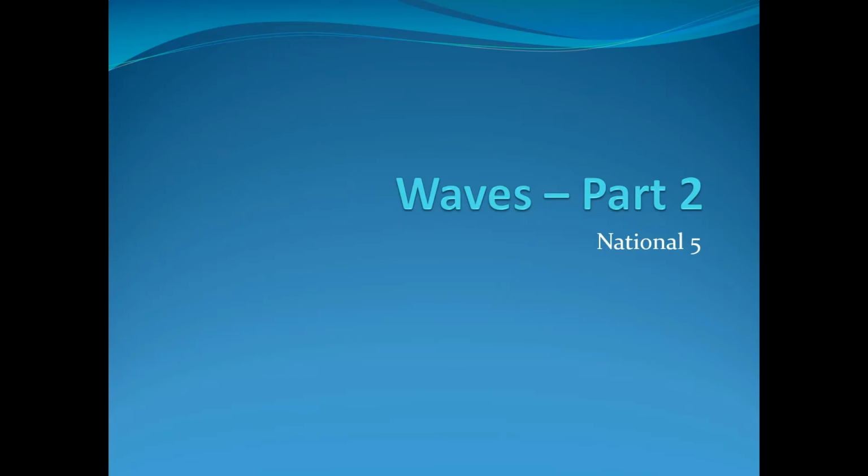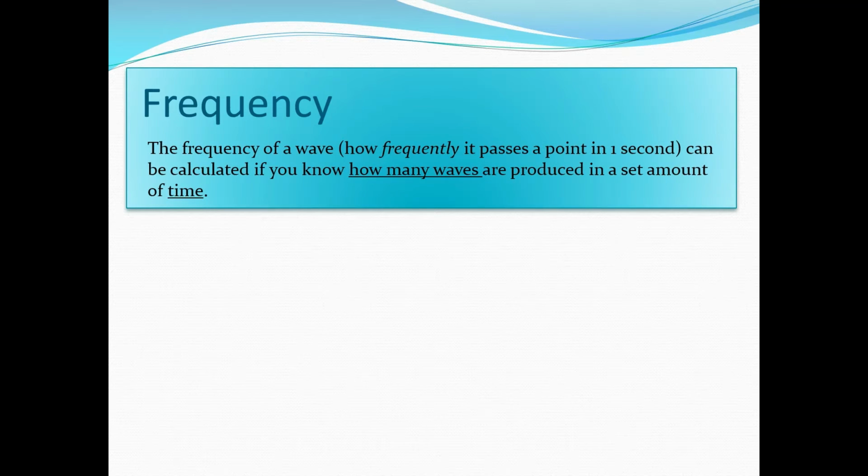And so we're going to start off then talking about frequency. That's the first of our new things for waves. Now, the frequency of a wave, as you might guess, is how frequently it passes a point in 1 second. And we can calculate this if we know how many waves are produced in an amount of time. So imagine you're stood on the edge of a river and you're watching waves go by you. The frequency of those waves is just how many of those waves pass by you every second. So if you can count the waves, it's fairly easy to work out the frequency.